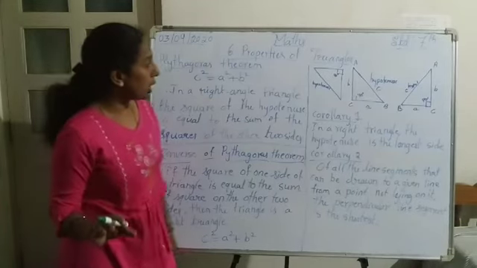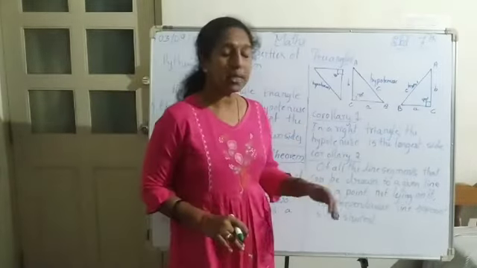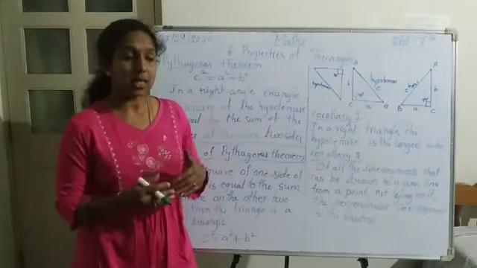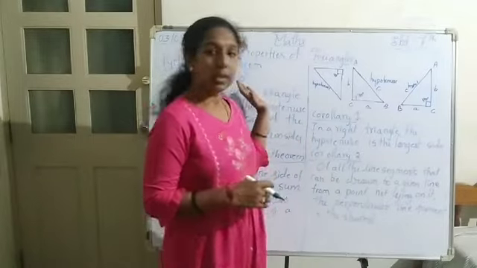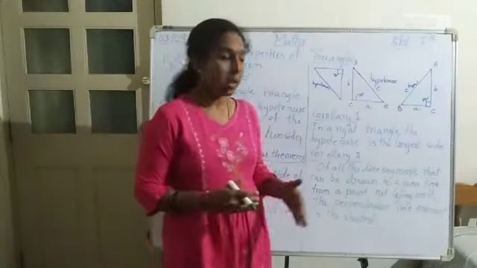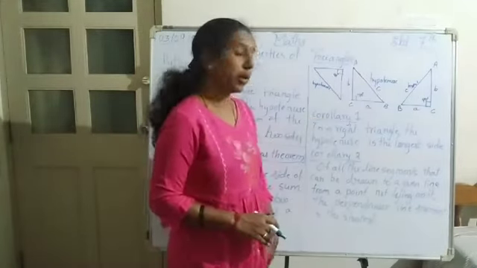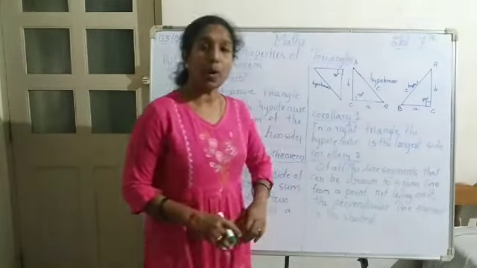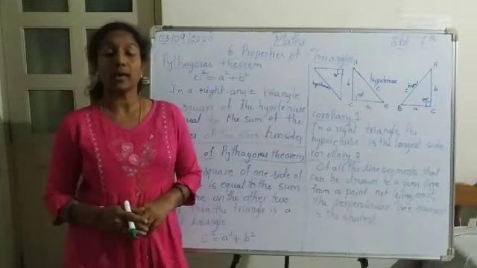Okay, so now let us come to the next one. That is called the corollary, meaning these are the results that come from the Pythagoras theorem. What are those important points? The first one is corollary one. It tells that in a right angle triangle, the hypotenuse is the longest side.